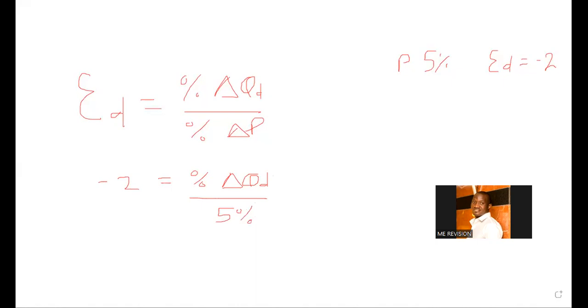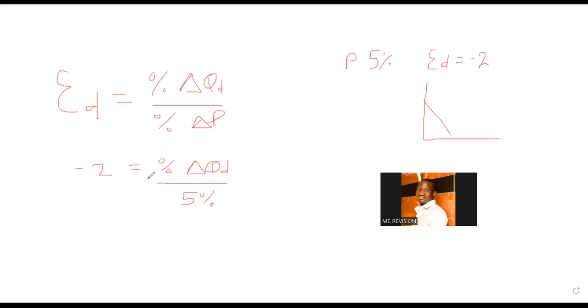We know that elasticity of demand is always negative. It comes from the demand function, which says that there's an inverse relationship. When one is going up, the other should go down. So you just cross multiply here. The percentage change in quantity demanded is 2 times the 5%, which will give you -10%.